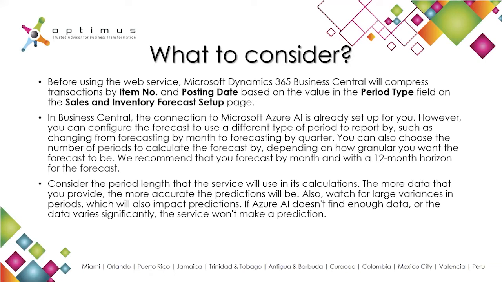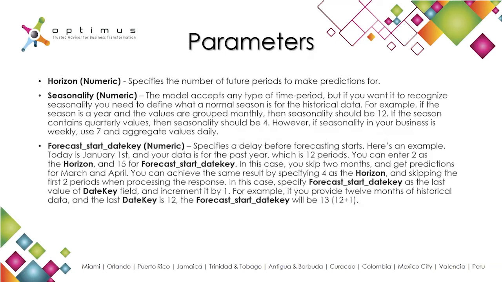So we'll have one specific variable that we call variance in periods, which also impacts prediction. If Azure AI doesn't find enough trend or enough data, or the data varies significantly, the service will not make a prediction. Okay, I'm going to show you that. That's a statistical model. It's quite mathematical, but at least I'm going to show you how the variance actually works.